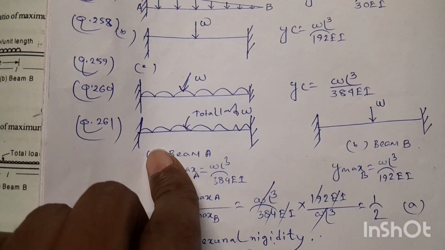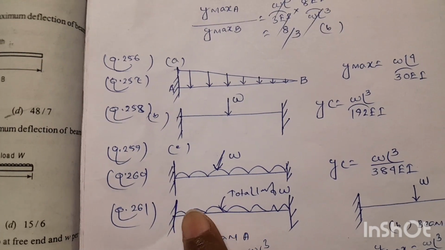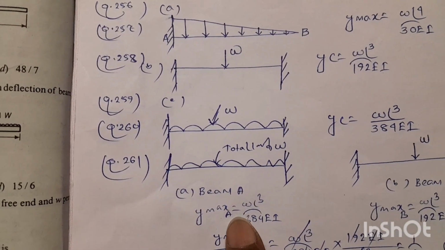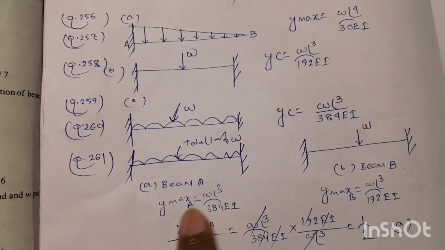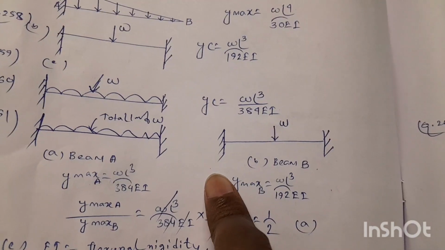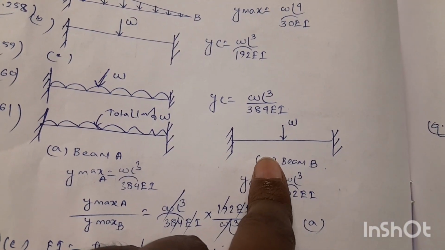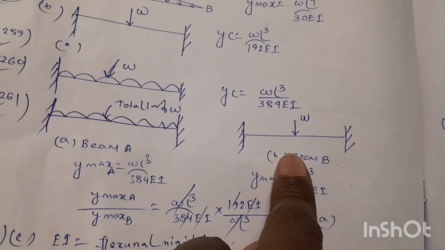As per the question, beam A is a fixed beam subject to a uniformly distributed load, and the total load is W. The maximum deflection will be WL³ by 384 EI, which is represented by Y max A. And beam B is a fixed beam subjected to point load W at the central point of the beam.